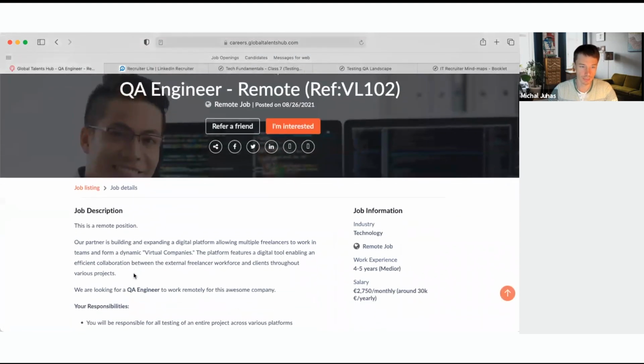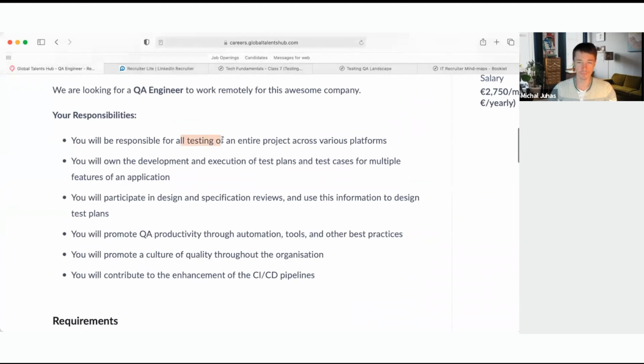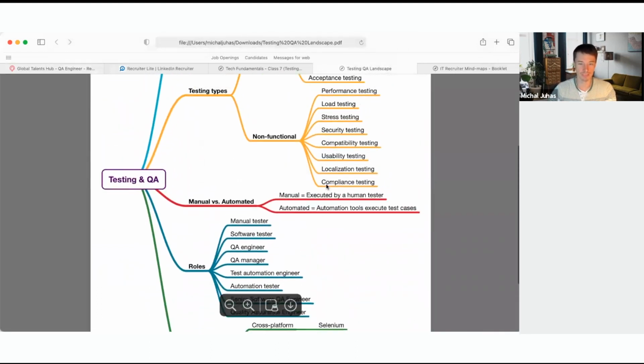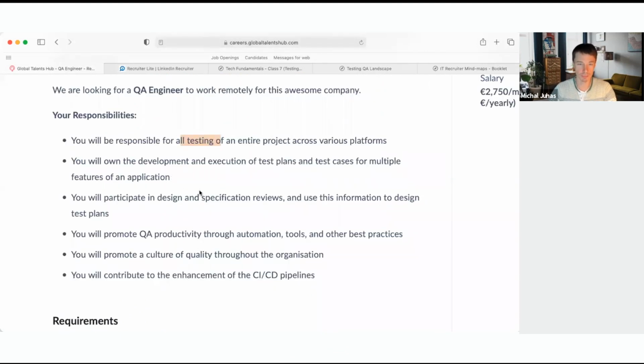A QA engineer. Responsibilities include testing. So QA stands for quality assurance. I'll show you a few slides in a while, also with a dedicated mind map. So stay tuned. But before I do, I'll just walk you through this job requirement, so we see who exactly they are looking for. Responsible for quality assurance testing. You will own the development and execution of test plans.